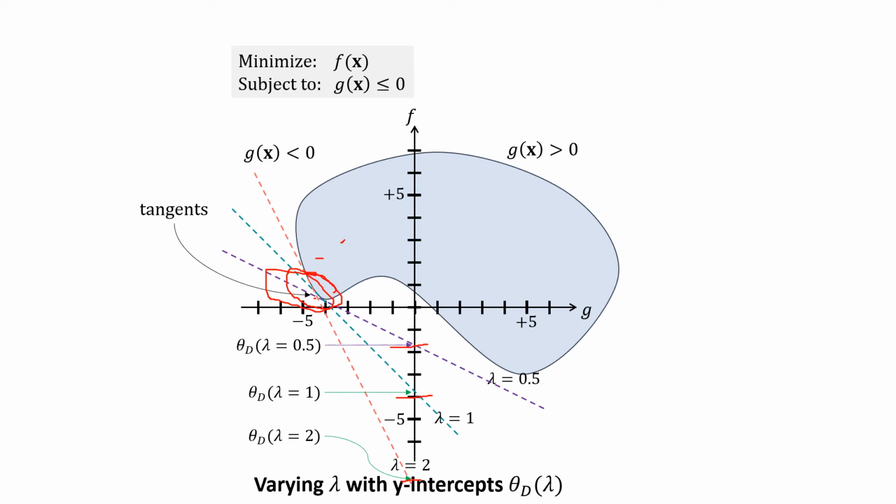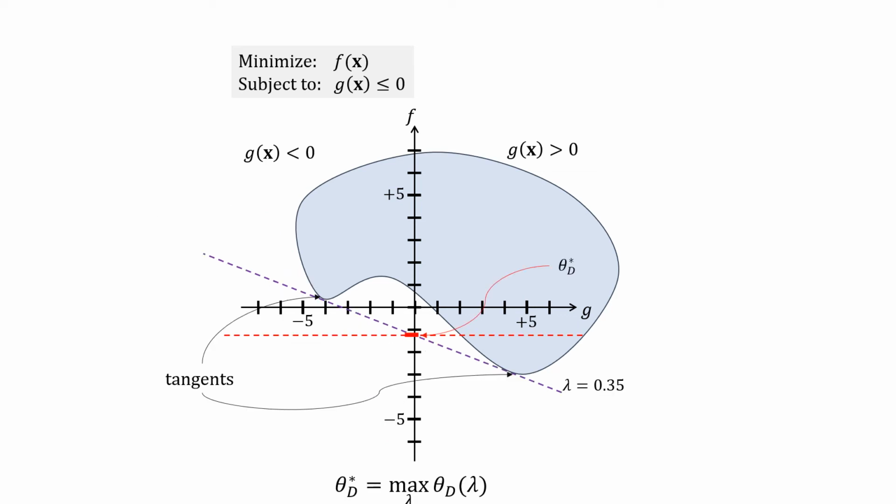For some value of lambda, which is 0.35 here, the maximum of theta d is reached. This is theta d star. The straight line contour is tangent at 2 places, here and here. What happens when lambda is lowered further?